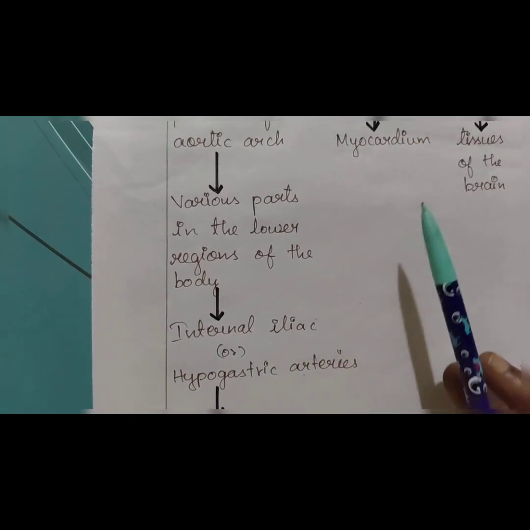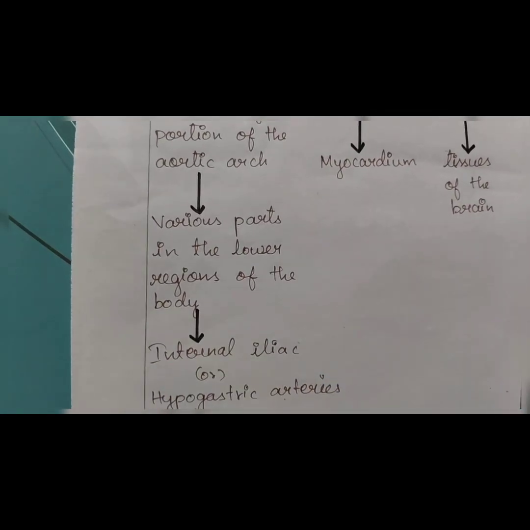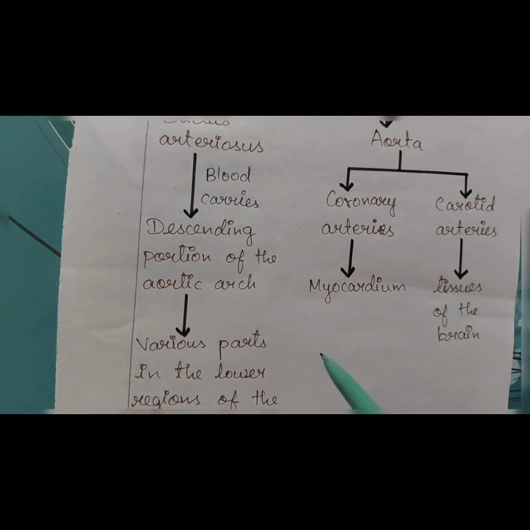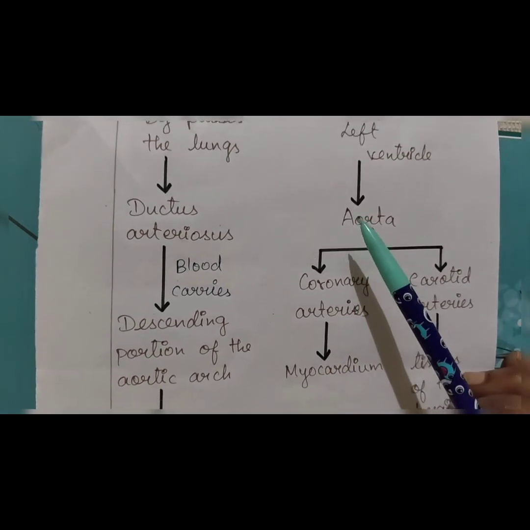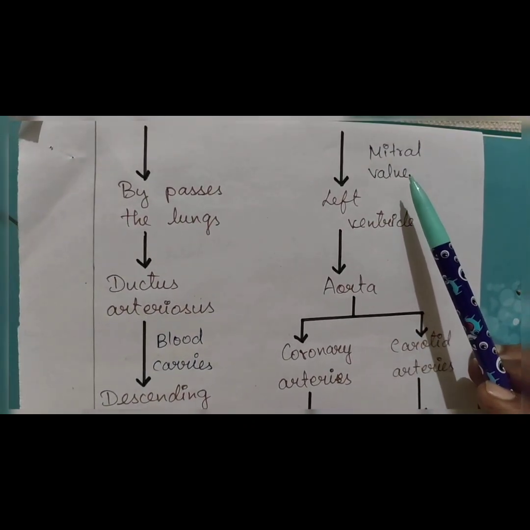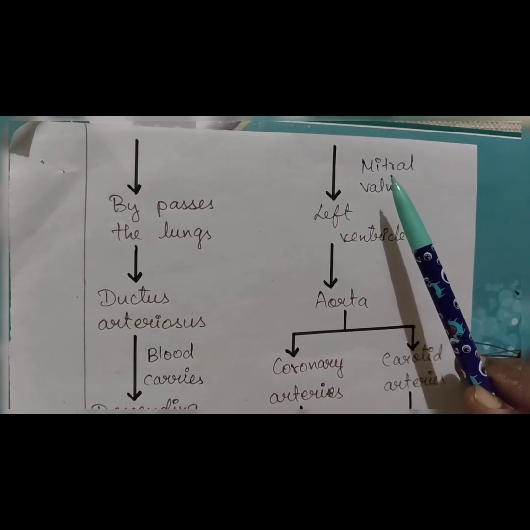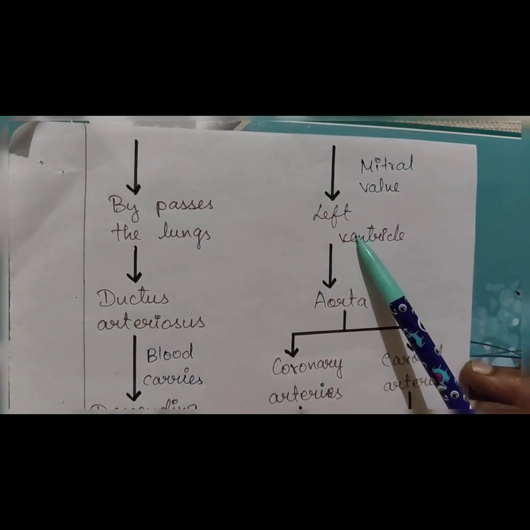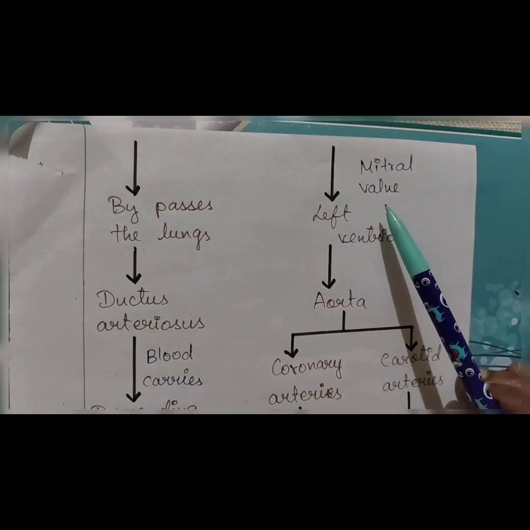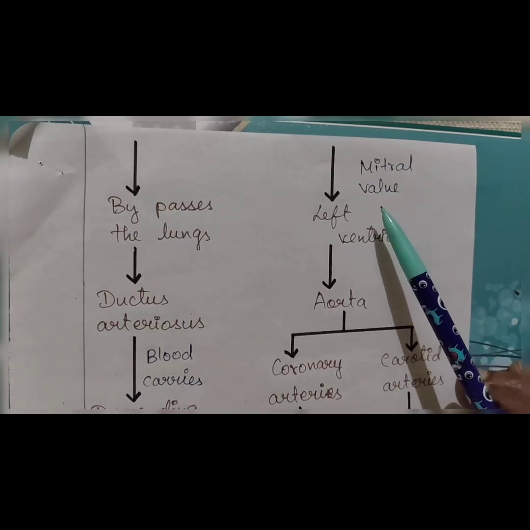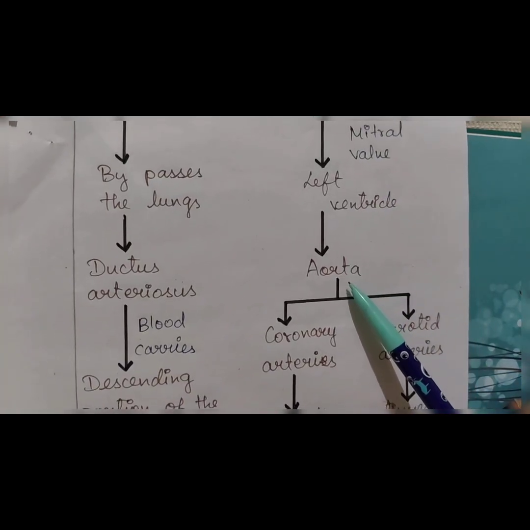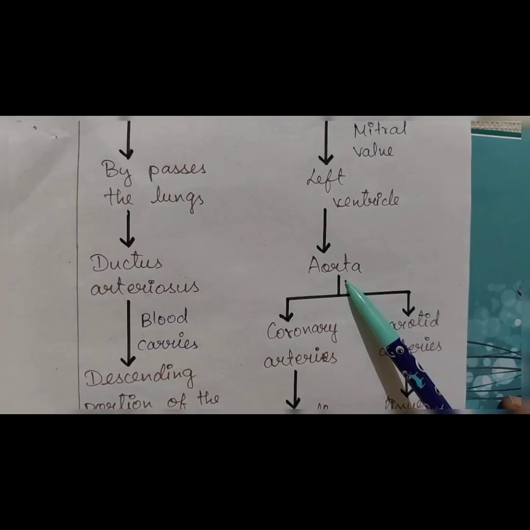Next we will see the foramen ovale. The blood enters the foramen ovale, and from the foramen ovale it enters the left atrium. From the left atrium, the blood enters the left ventricle through the mitral valve. After entering the left ventricle, it enters the aorta.